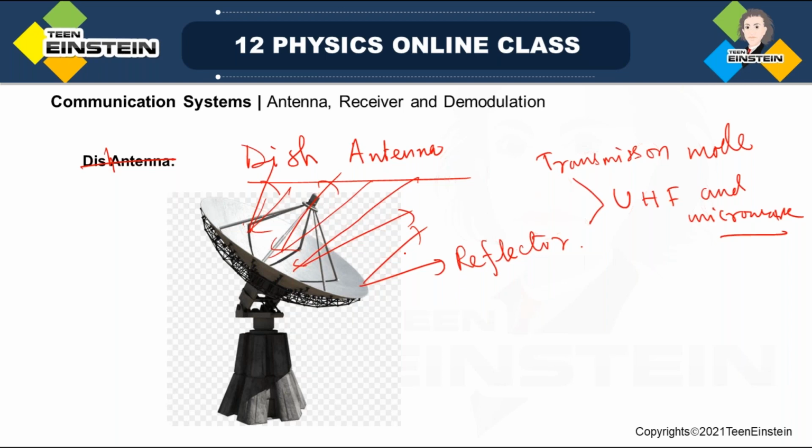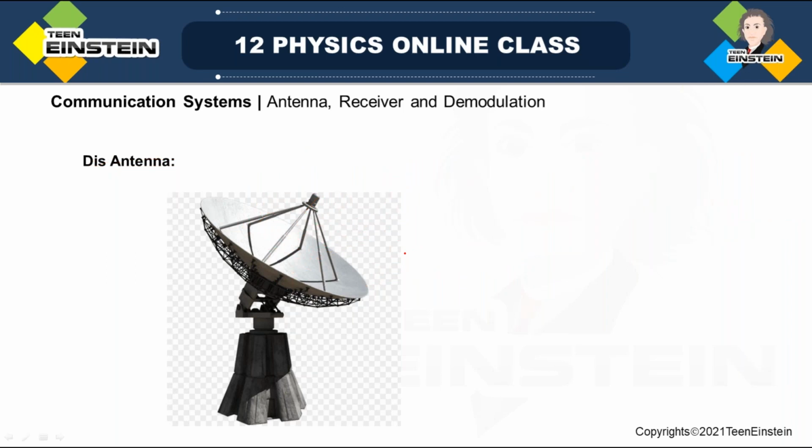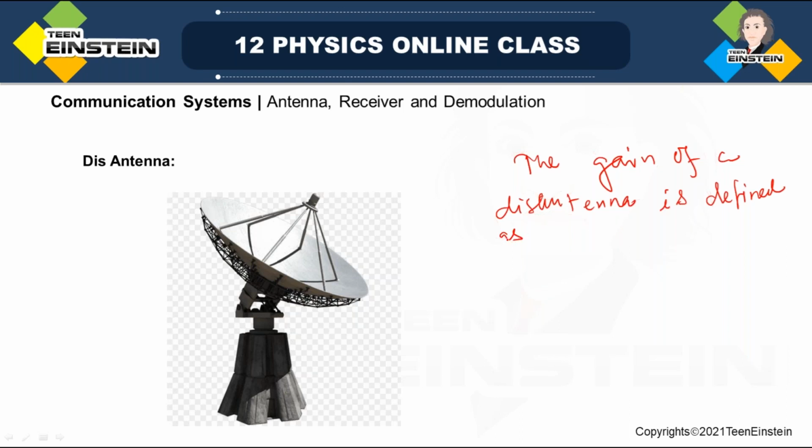The gain of this antenna is defined as G is equal to 6 into D by lambda whole to the power 2, where D is the diameter of the boundary of the reflector and lambda is the wavelength of the electromagnetic radiation.